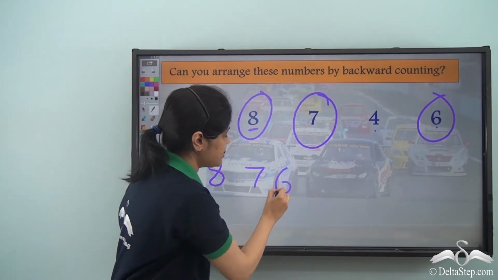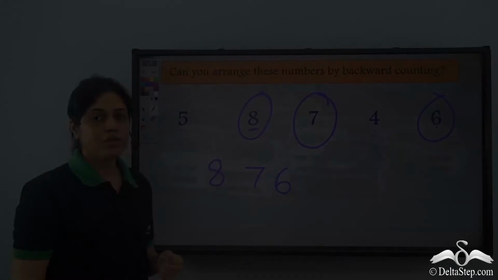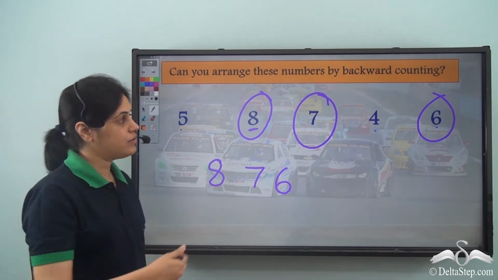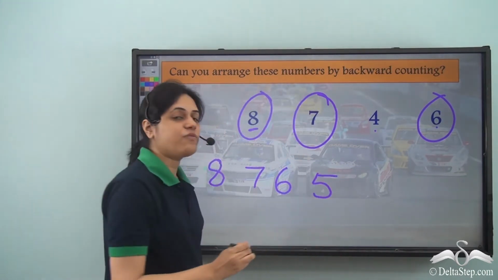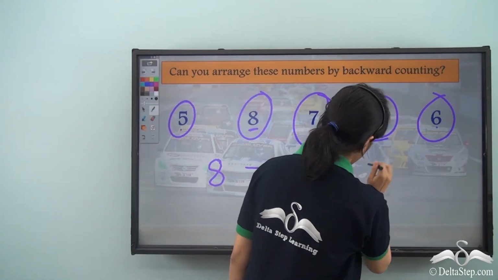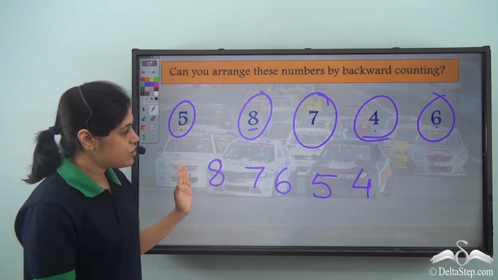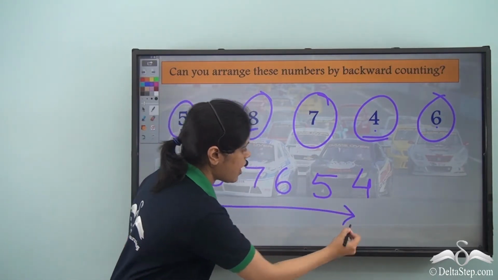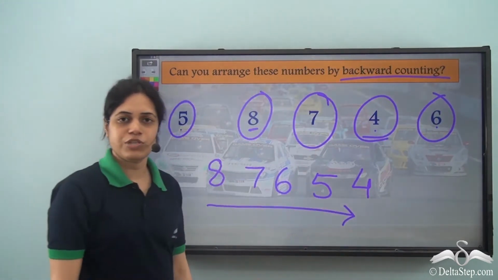So we have covered 6. What comes before 6? Just one step backward. 5. And what comes before 5? It's 4. And we have covered all the numbers. So this is how we arrange the numbers by backward counting, right?